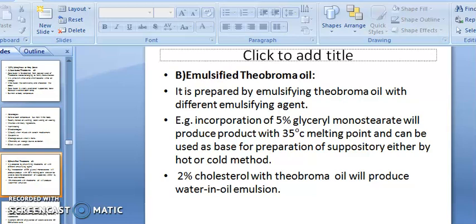Let us take an example. Incorporation of 5% glycerol monostearate produces a product with a 35 degrees Celsius melting point, and it can be used as a base for the preparation of suppositories by either hot or cold method. Adding 2% cholesterol to theobroma oil produces a water-in-oil emulsion.